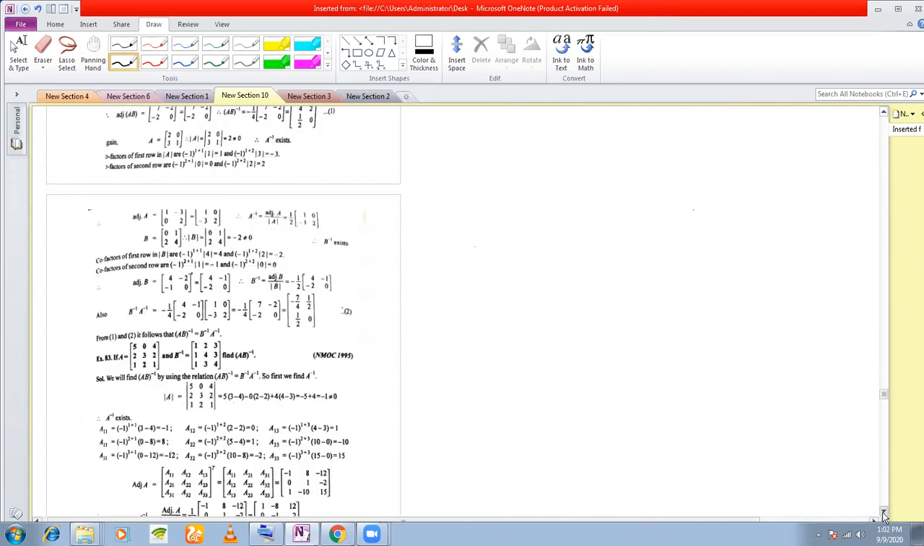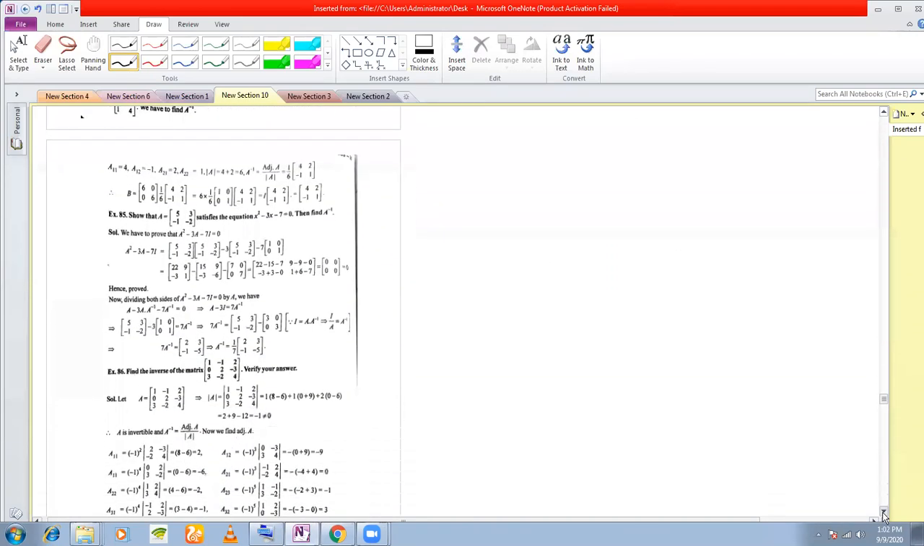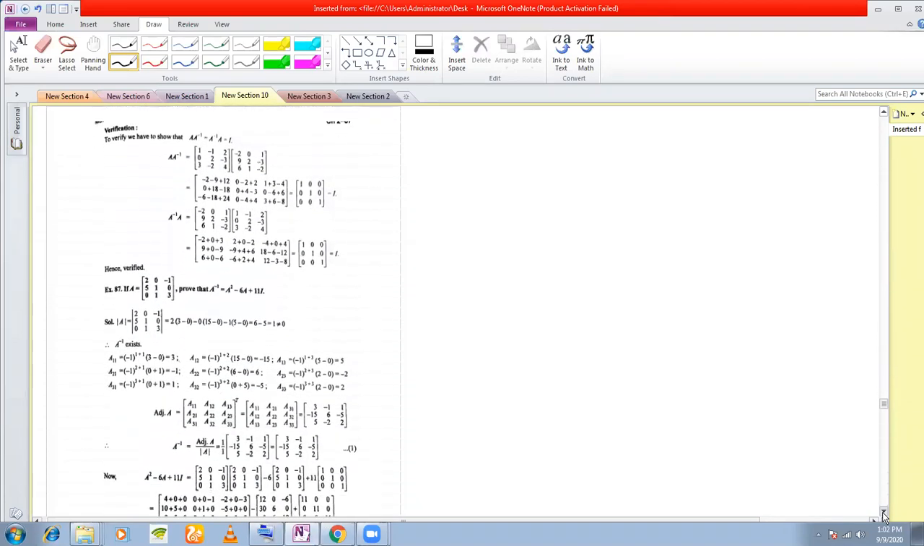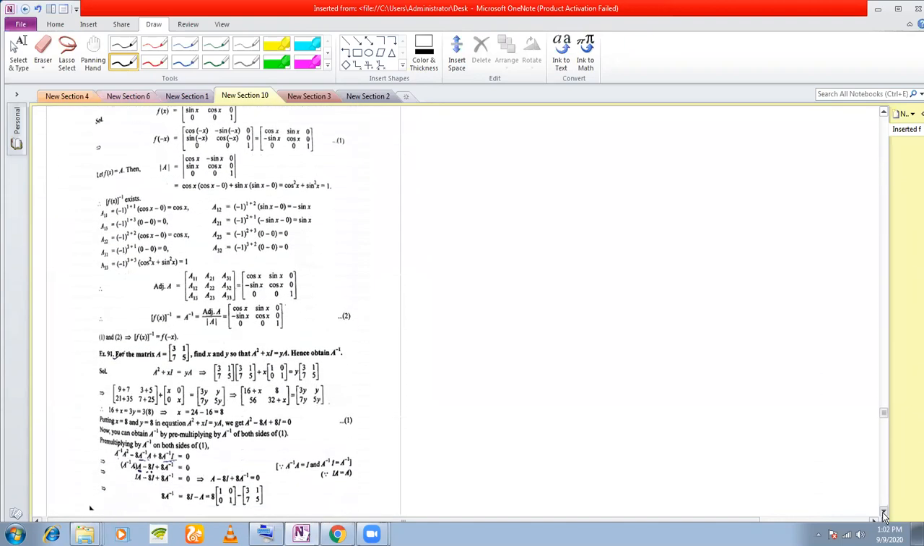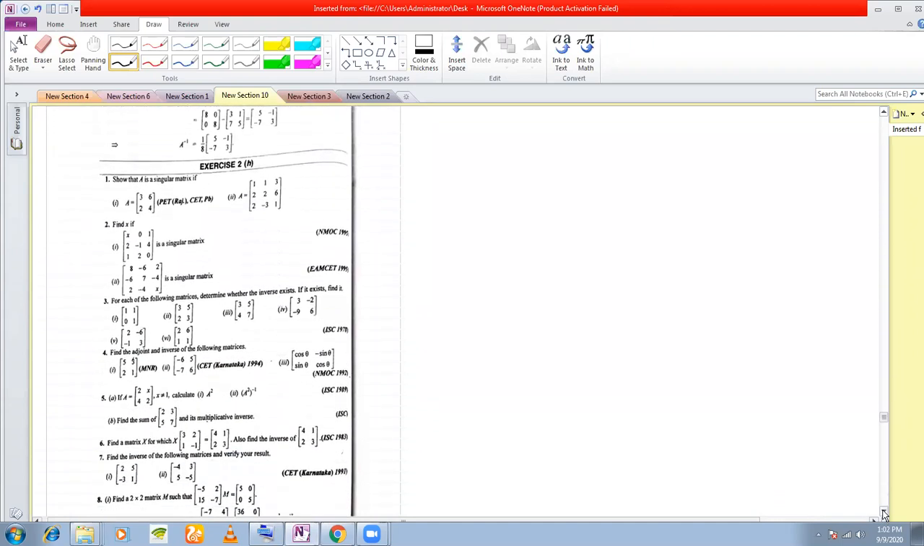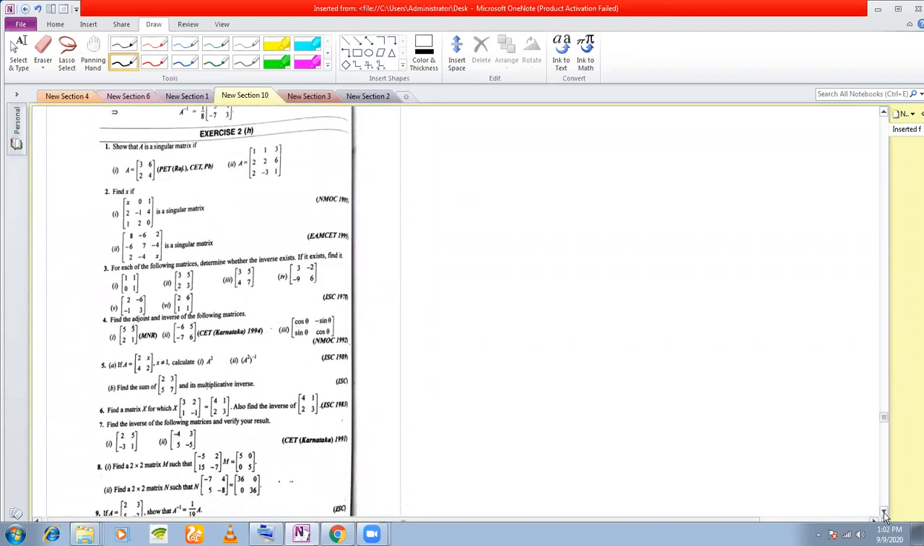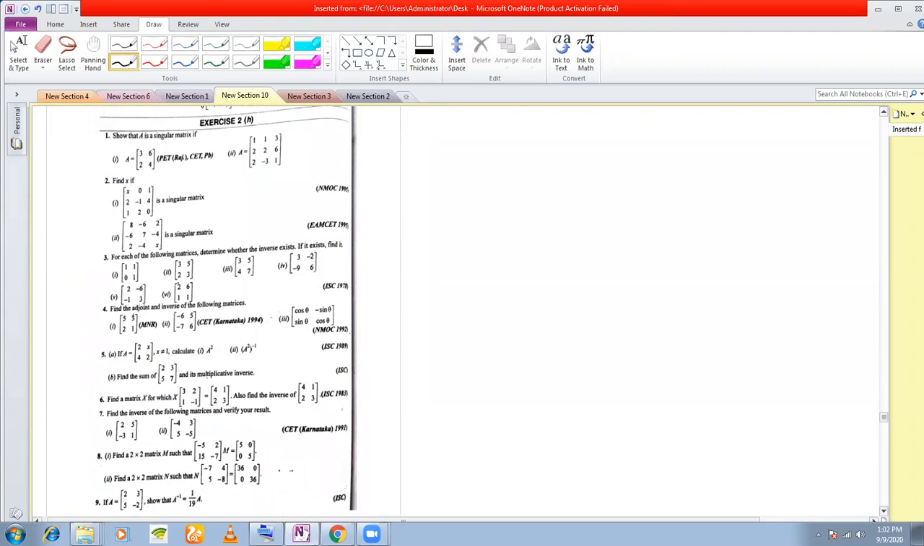Let us try the next exercise. This is a more important exercise. This one, 2h. Now what I want you to try first is, here, find the inverse if this exists. You can find the inverse of a 2 by 2 matrix, right? So you try this problem. 3 part 6, you try on your own. Find the inverse and adjoint of the following.